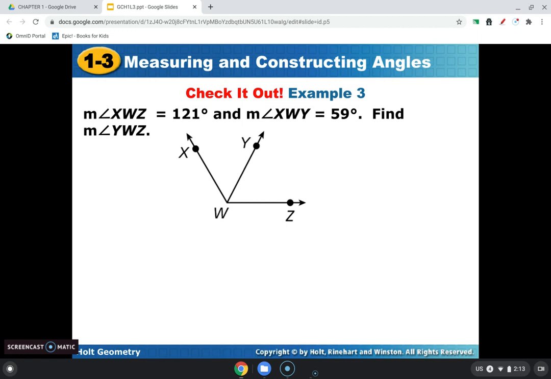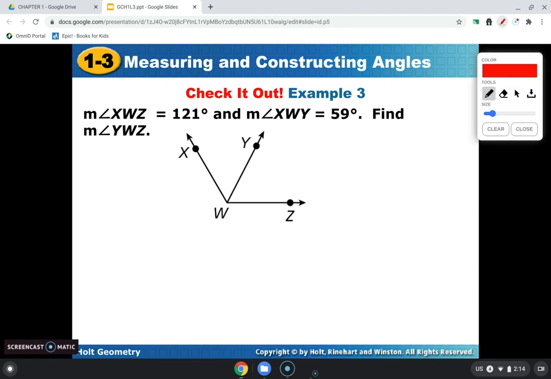All right, so let's try that here. Angle XWZ, so the whole thing is 121, and XWY is 59. How would I find YWZ? How would I find what's left over? Well, I would take 121 minus 59, which would be what? 62? So 62 degrees. Angle addition.